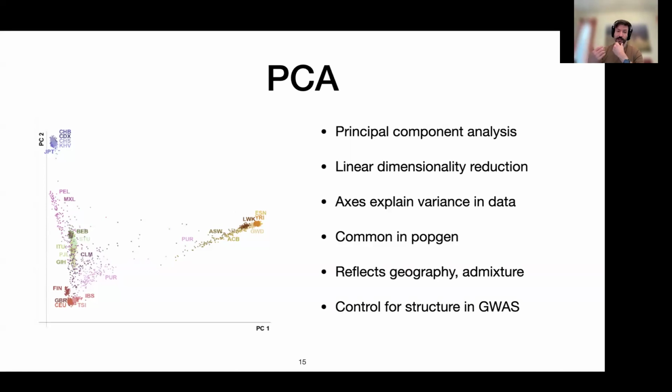The other thing that these coordinates are useful for is if you run a genome-wide association study, or GWAS, you can add them as covariates into the model, and they can help to adjust for population structure to make sure we don't have any spurious relationships between a phenotype we're measuring and the genetic data that we're using.